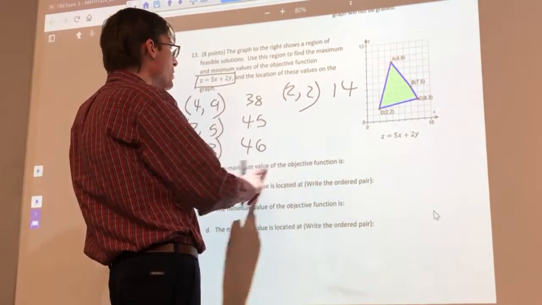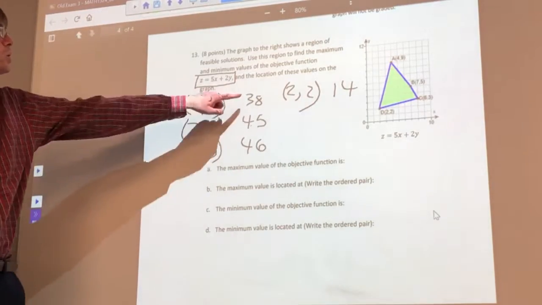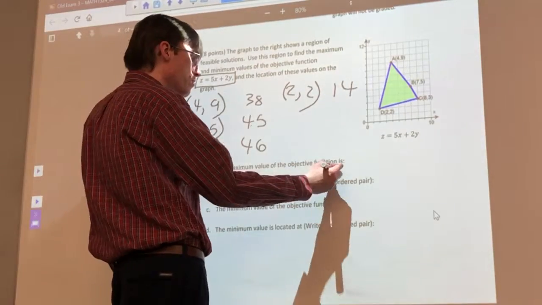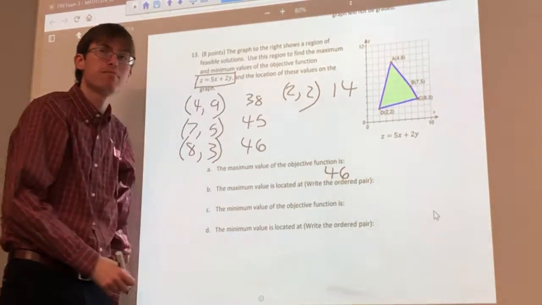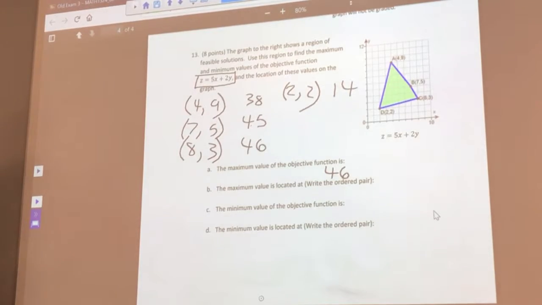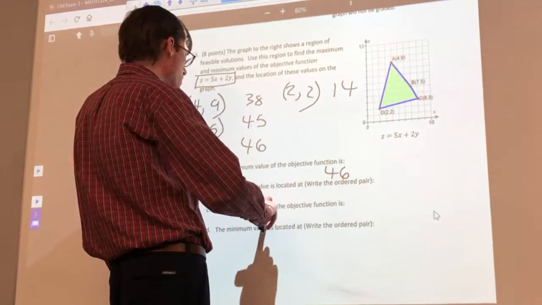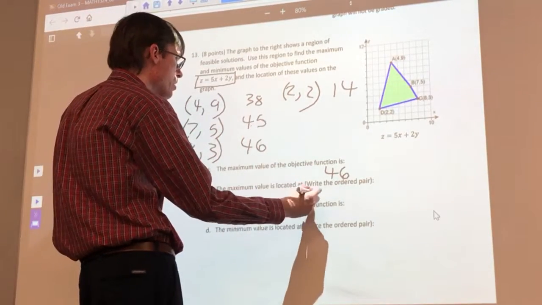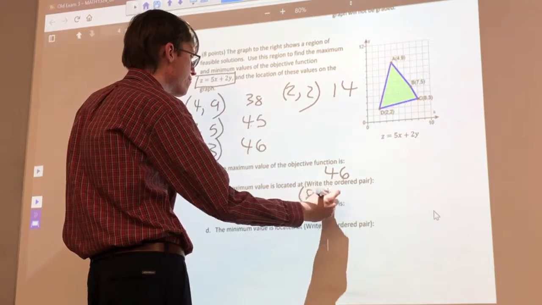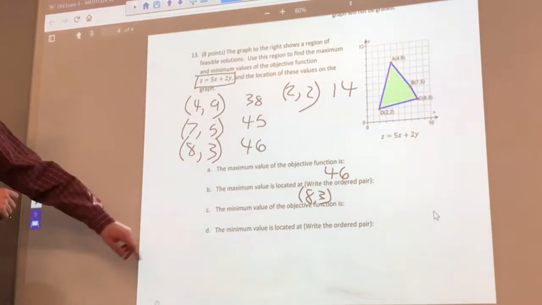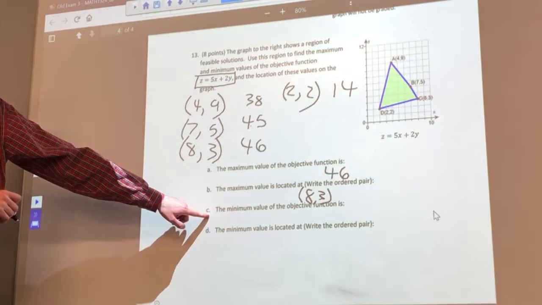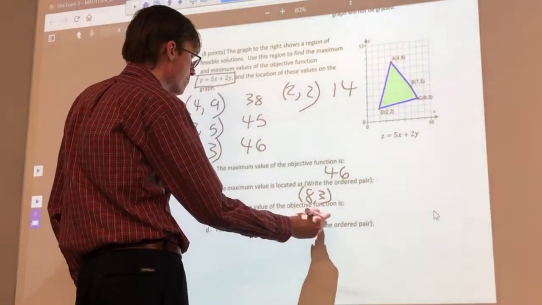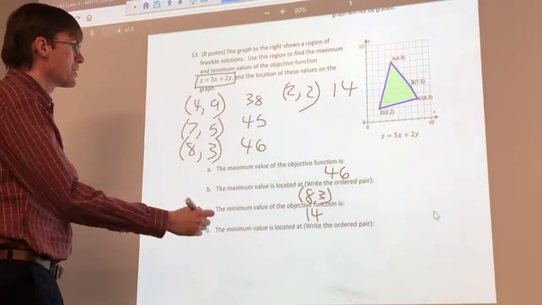The maximum value of the objective function, so looking at these numbers, the largest of them is 46, barely, but good enough. The maximum value was located where? The point that gave us that was 8, 3. The minimum value of the objective function, the smallest number, is 14. And that happened at 2, 2.